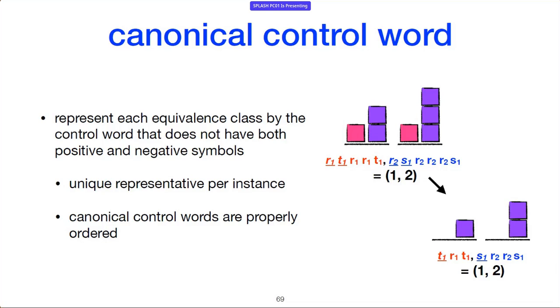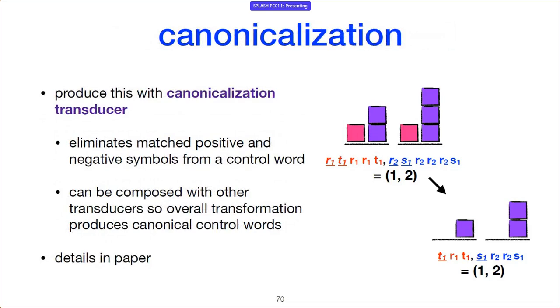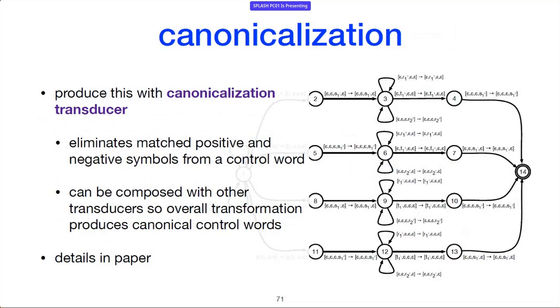How does that help me? How does having canonical control words help me? Well, it turns out I can build a transducer that does canonicalization. I can build a canonicalization transducer that takes arbitrary control words and cancels out matching symbols so that I get canonical control words out the back. Okay? And because it's a transducer, I can compose it with everything else. So I can build my giant composed transformation doing arbitrary linear transformations, and then stick this beast on the back. And don't worry about the details, it's in the paper. I can stick this beast on the back, and what I get on the other end is a bunch of canonical control words that are correctly ordered. And so now I'm back to having a working iteration space, but one that can handle negative numbers.